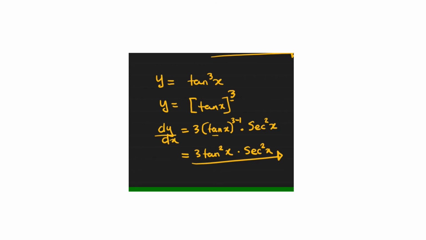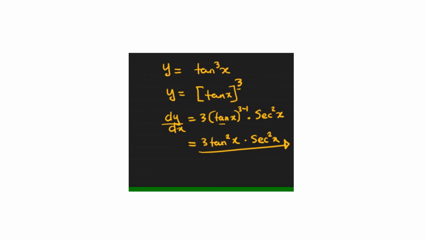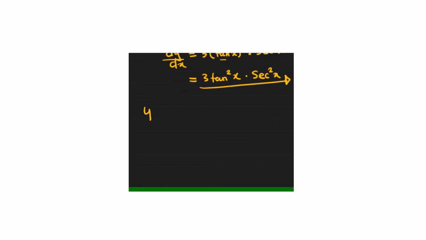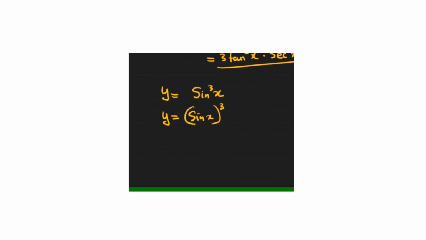Good. Let me give another example so that you can understand exactly this part. For example, if I give you y equals sine cubed x, almost exactly like the one we had above, which means y is equal to sine x raised to the power of 3. So dy/dx is equal to, dropping the 3 here, 3 into sine x to the power 3 minus 1, multiplied by, when you differentiate sine, you get a cos x.